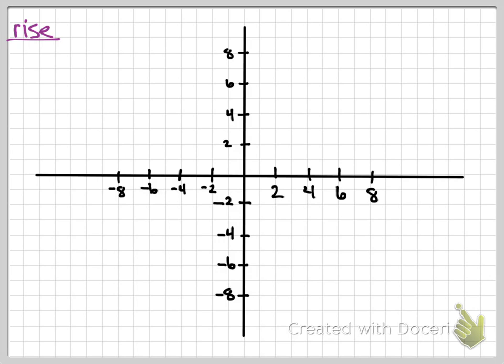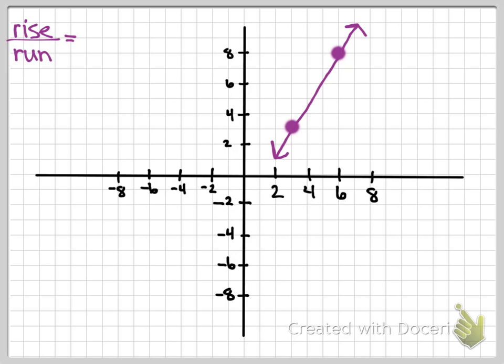Rise is my x or y values? Y. Run is my x values. So here are my first 2 points. Again, you're not doing anything on your graph paper yet, only working this on regular paper. Here's my first point, here's my second point, and then I draw my line straight through them. Looking at the line, remember, I read the line from left to right. So the first point that I come to is going to be my starting point.